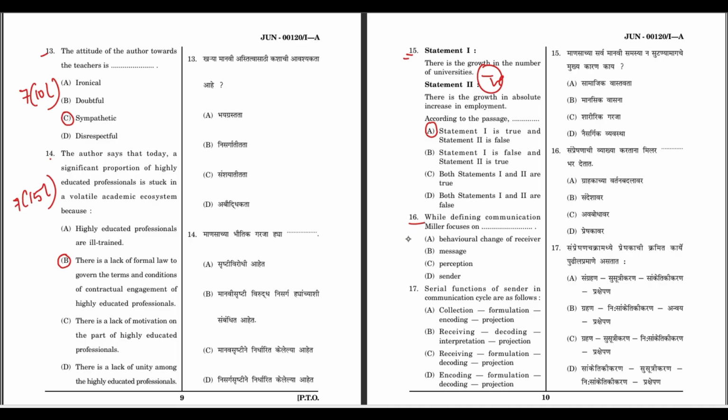While defining communication, Miller focuses on dash: behavioral change of receiver, message, perception, or sender. Correct answer is behavioral change of receiver. A point.